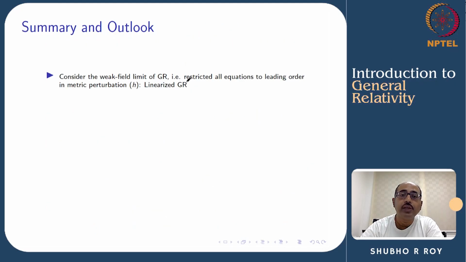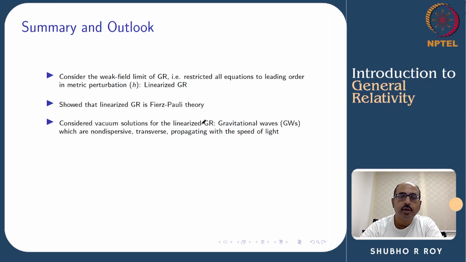We considered the weak field limit of general relativity, which restricts all our equations to leading order in the matter perturbation. It's called linearized GR. And it turned out that linearized GR is the same as the Fierz-Pauli theory, which we learned in special relativity. Then we considered vacuum solutions, that is, solutions outside sources. And these solutions are of the form of waves, gravitational waves. These are non-dispersive, transverse, and they propagate with the speed of light.